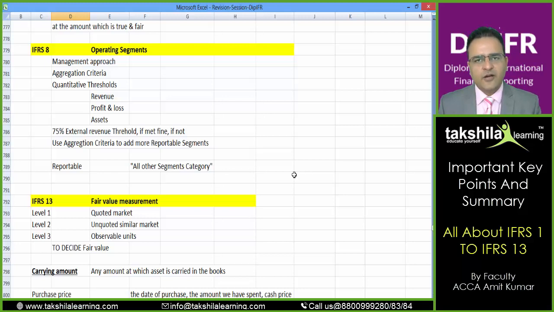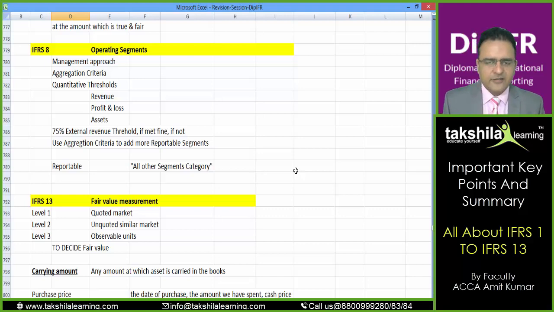So this is all about IFRS 8 operating segments. The next standard is IFRS 9, which we discuss in financial instruments. IFRS 10 we'll discuss as part of consolidated financial statements, IFRS 11 as joint arrangements, and IFRS 12 as part of disclosures of consolidated financial statements.